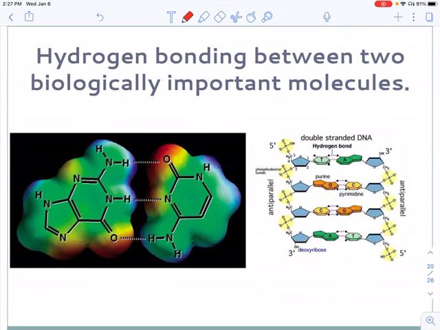Hydrogen bonding is extremely important in biology. Hydrogen bonding is what holds together DNA. You may recall this from last year, but it shows up all over the place in biology. It shows up in the structures of proteins and in all sorts of biological molecules.